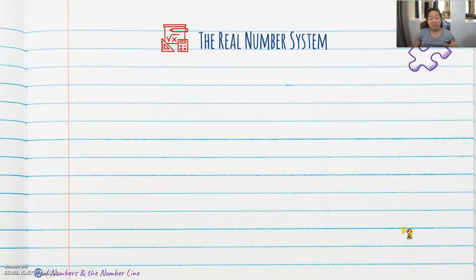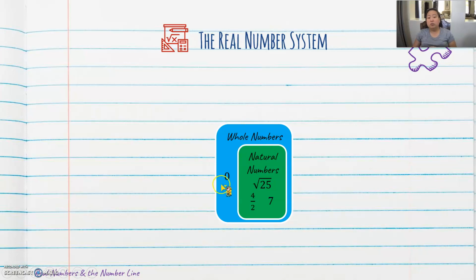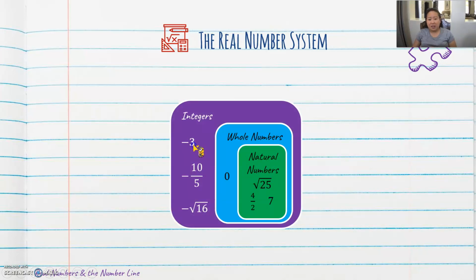So if we're going to visualize it, we have this diagram. Again, the smallest set of numbers will be your natural numbers. Square root of 25, what's the value? It's 5. You use 5 to count. And 4 over 2, what's the value of 4 over 2? It's 2. It's a counting number, so it's a natural number. And again, whole numbers, you just add 0 to this group. If you add the negatives, that's when you have your integers.